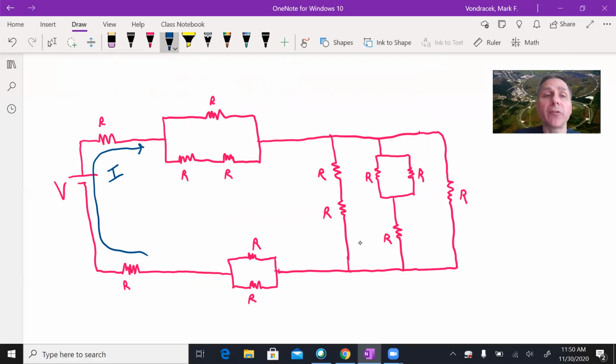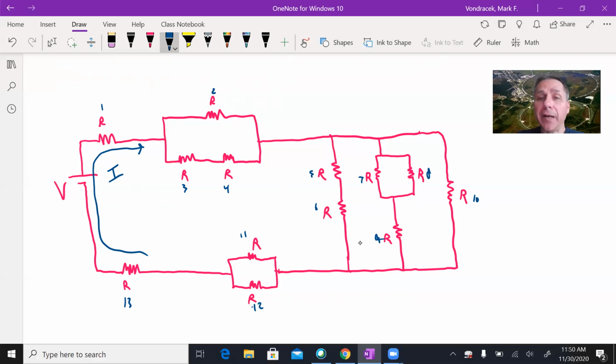So maybe let's label these different resistors here. I'm going to start off on the top left. How many is it? 1, 2, 3, 4, 5, 6, 7, 8, 9, 10, 11, 12, 13. We have 13 different light bulbs, 13 different resistors here. We have to try to rank these now. So it's pretty clear that 1 and 13 are going to be the 2 brightest ones. They have the full current going through them.